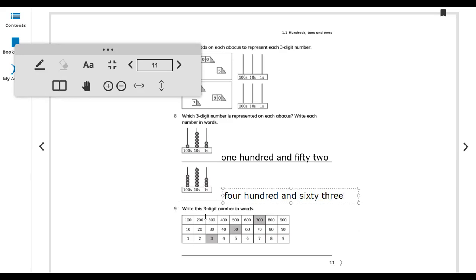Write this 3-digit number in words. So this is 753. 750. We can write here 700, and as you are looking above, 753.